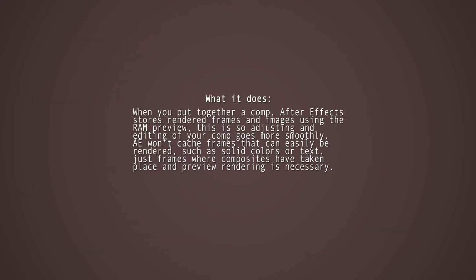When you put together a comp, After Effects stores rendered frames and images using the RAM preview. This is so adjusting and editing of your comp goes more smoothly. AE won't cache frames that can easily be rendered, such as solid colors or text. Just frames where composites have taken place and preview rendering is necessary.